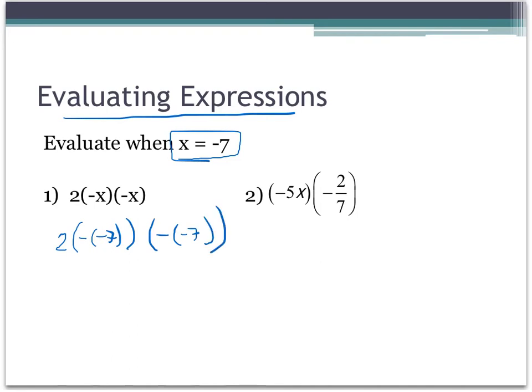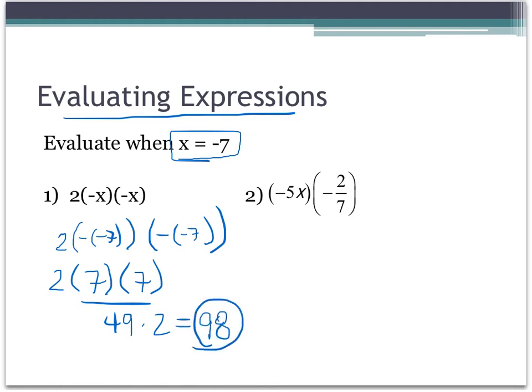Okay, so the opposite of negative 7 would be 7. So that's going to be 2 times 7 times, again, the opposite of negative 7 would be 7 again. So my new problem becomes 2 times 7 times 7. I can change the order using the commutative property. Maybe deal with 7 times 7 for 49. And then if I want to take 49 and double it, I would get 98.